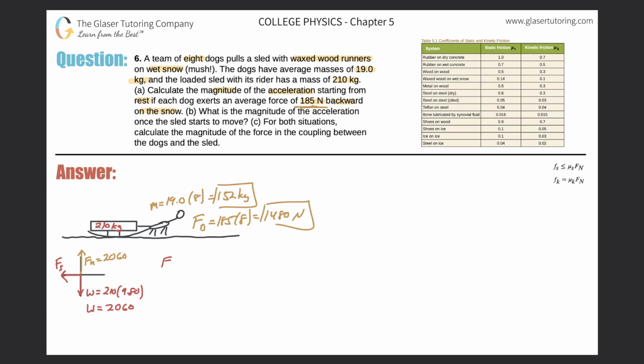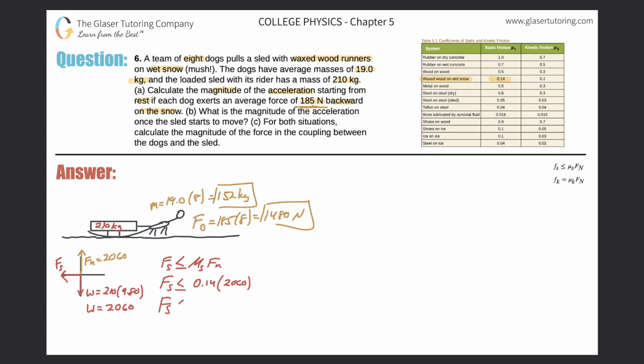Well, it says that the static frictional force is less than or equal to, has a maximum value of, the coefficient of static friction multiplied by the normal force. So the force of static friction must be less than or equal to, now let's find the waxed wood runners on wet snow system in our table. Looks like it's right here, right? And the coefficient of static friction is 0.14. So let's plug that in. So 0.14 and multiply that by now the normal force, which was 2060.